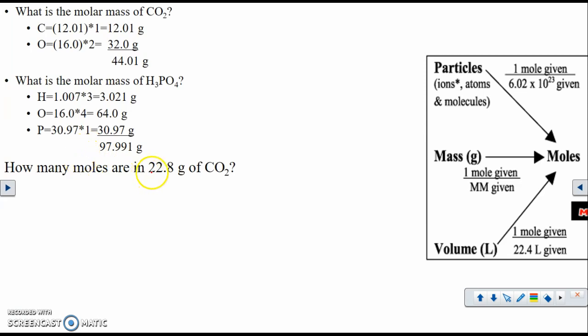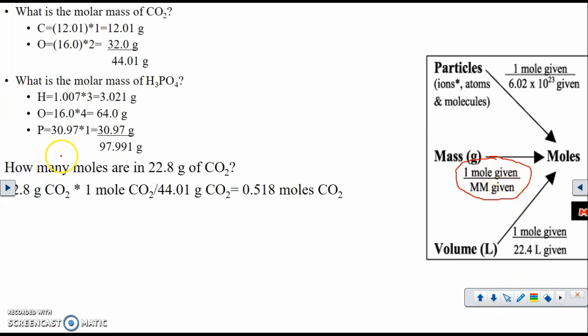So then you say, oh, I'm starting here and I'm going towards moles. It just so happens that it's a one-step problem, mass to moles. And as you can see, the relationship that you need to use is this ratio that says 1 mole given with the molar mass on the bottom. Now here, 22.8.